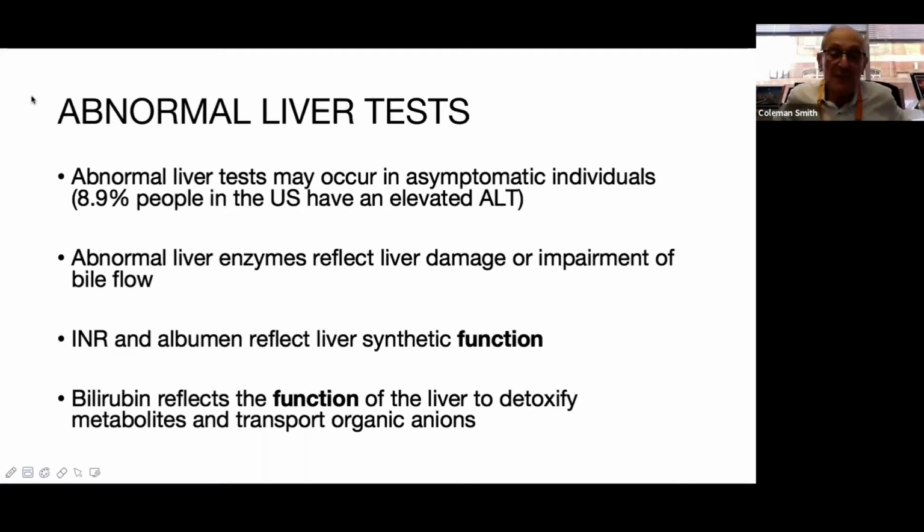And I'll talk a little bit more in some detail about this shortly. But bilirubin reflects the function of the liver to detoxify metabolites and to transport organic anions. So they're the function tests. The enzymes are really liver-associated enzymes, or the liver tests, if you want to just call them that. So they're not liver function tests.